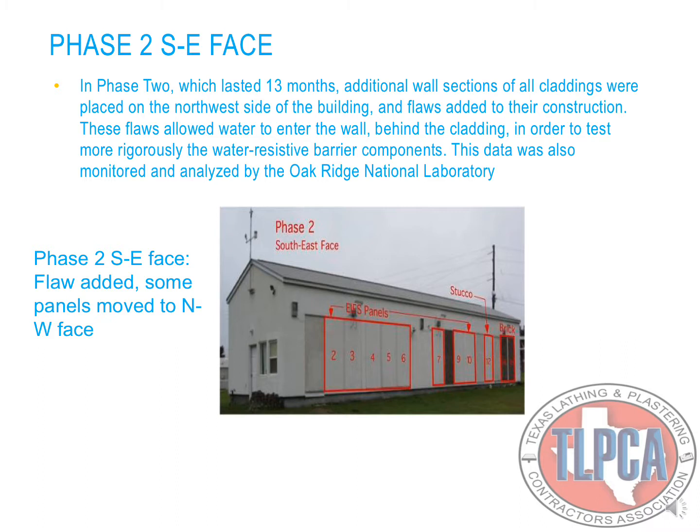Phase 2, the southeast face, lasted 13 months. Additional wall sections of all cladding were placed on the northwest side of the building, with flaws added to their construction. These flaws allowed water to enter the wall behind the cladding in order to test more rigorously the water-resistant barrier components. This data was also monitored and analyzed by the Oak Ridge National Laboratory.